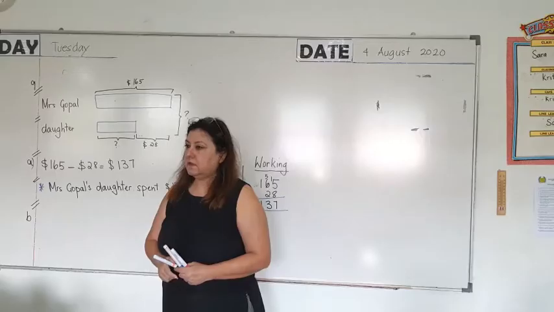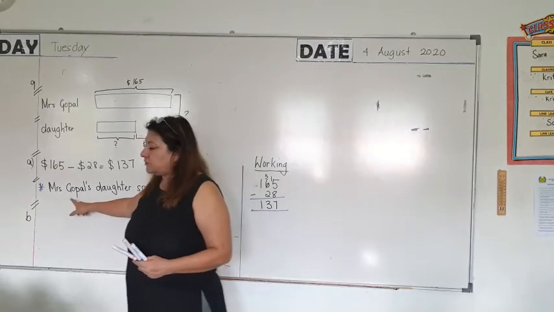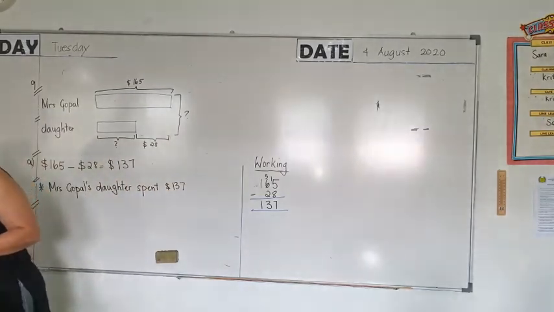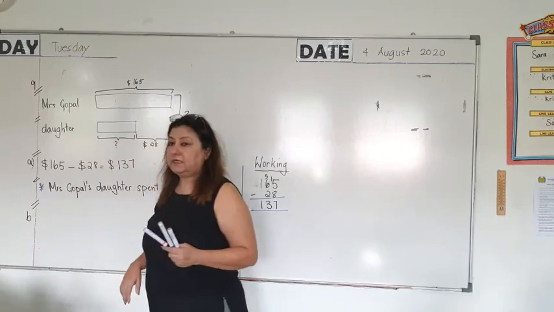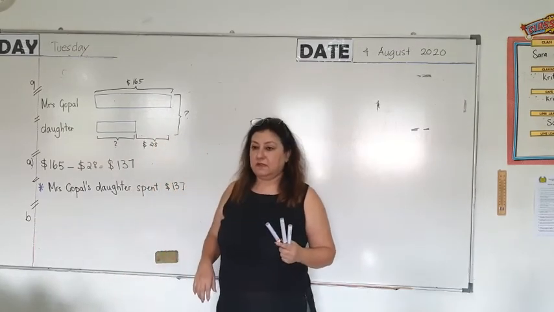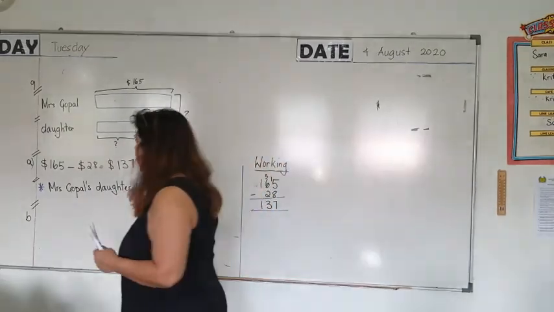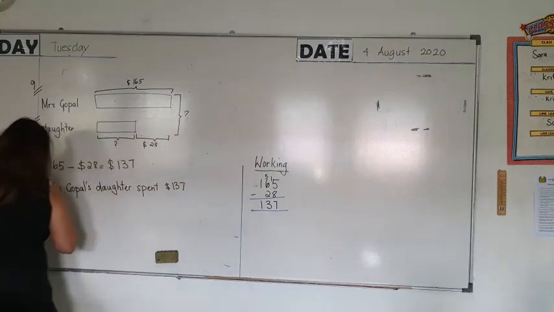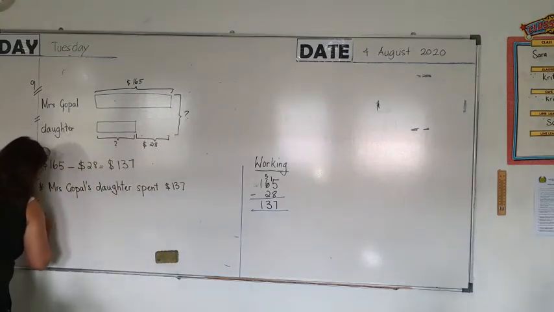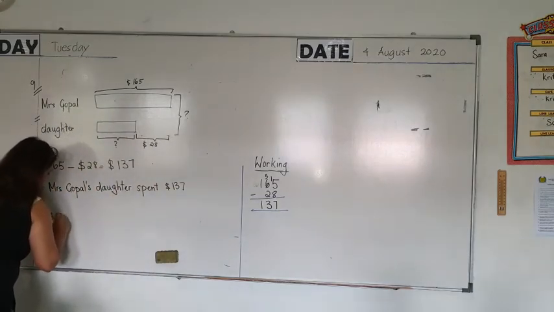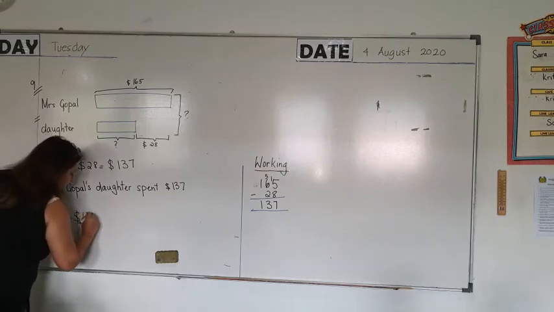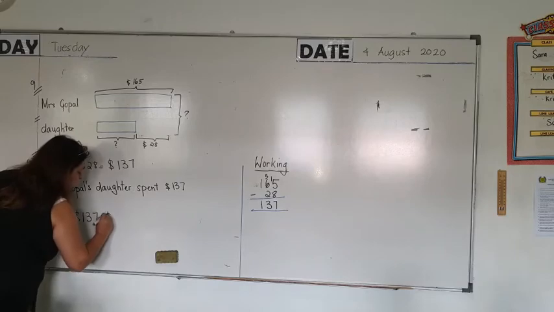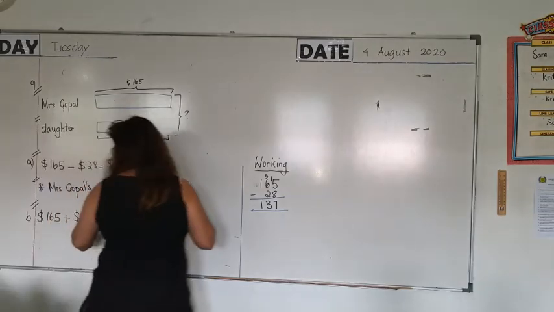Don't rub. Alright, so the next question B is, how much did they spend in all? That means you have to do what? What do you have to do? Plus. Okay, plus what? Mrs. Gopal spent how much? 165. Doctor spent how much? 137. So we add. Now again, you may not have so much space.